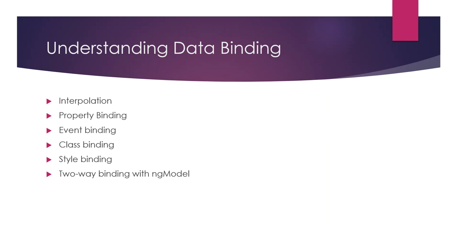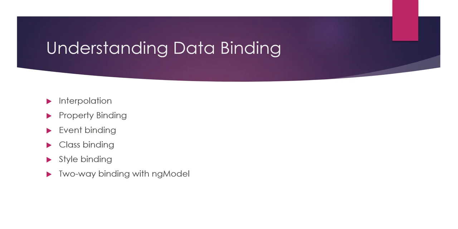To understand data binding, you've got to understand that there are different types of bindings that you can use. There's interpolation, property binding, event binding, class and style binding, and then lastly two-way binding. In this video I'm going to show you the first two, interpolation and property binding. Then I'll continue on with the rest of the videos: event binding, then class and style, and two-way binding will be the last mini series in this whole binding series.